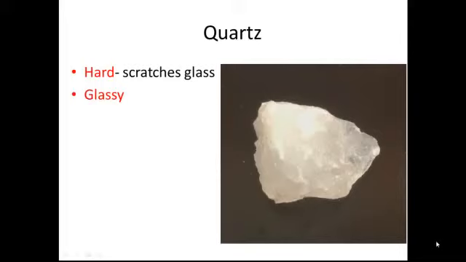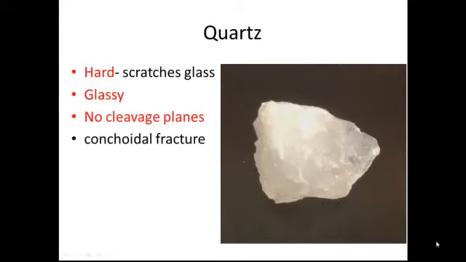But let's just divide hardness into 3 categories. Hard, which means it scratches glass. Soft, it doesn't scratch glass. And very soft, which means you can scratch it with your fingernail. Quartz is hard. It has no cleavage planes, but it does break with conchoidal fracture. Its formula is SiO2. It's really the mother of all silicates. And it's used to make glass.